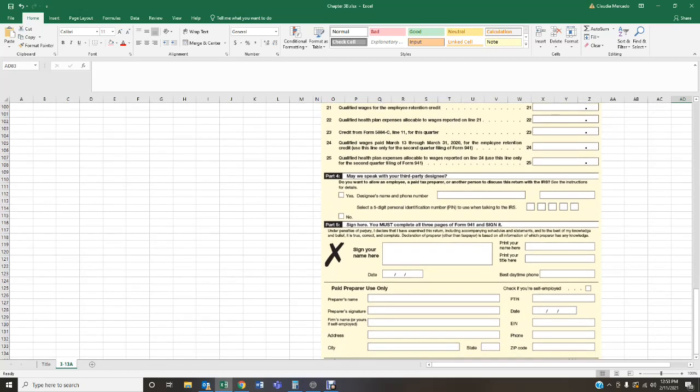Okay. Part 4. May we speak with your third-party designee? Do you want to allow an employee, a paid tax preparer, or another person to discuss this return with the IRS? So if you want someone else in case something happens to you or whatever the case might be, you can assign someone here to take over and have access to your accounts. And then it says sign and date.